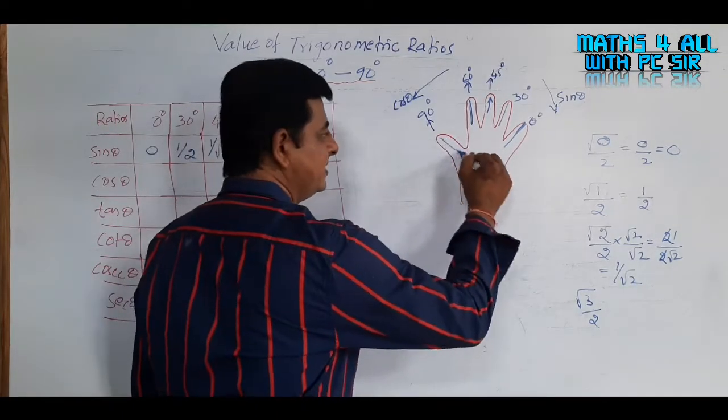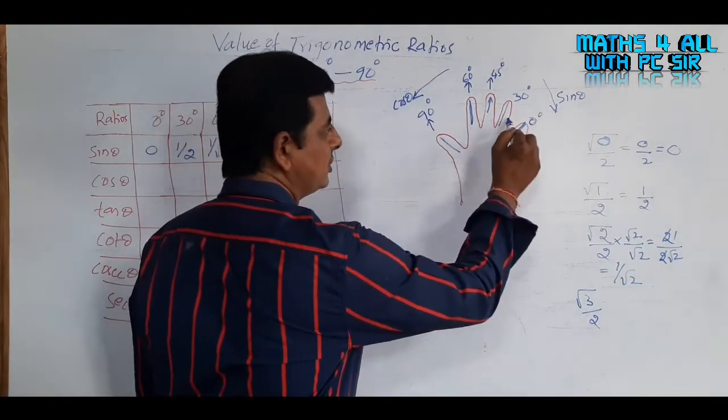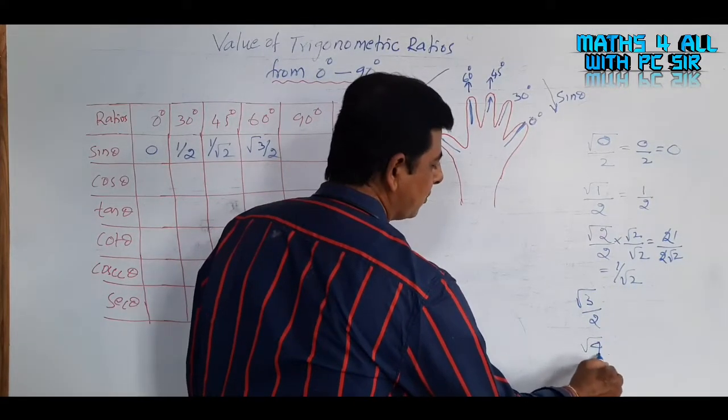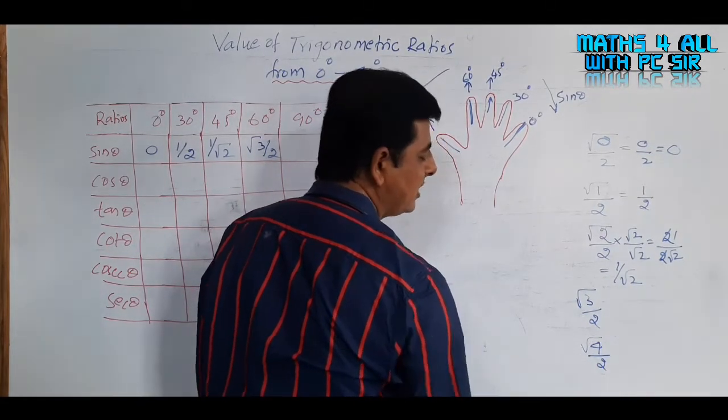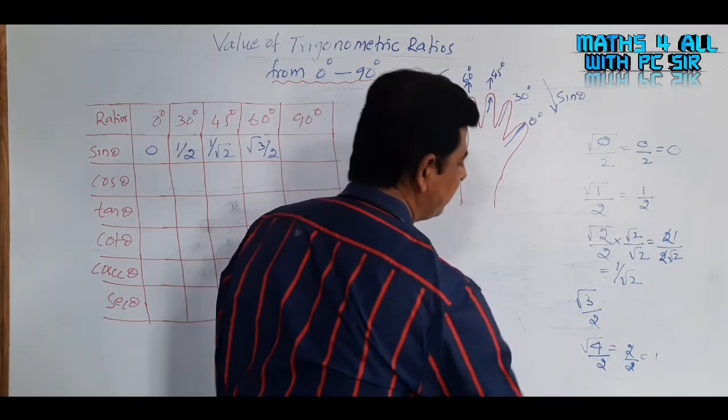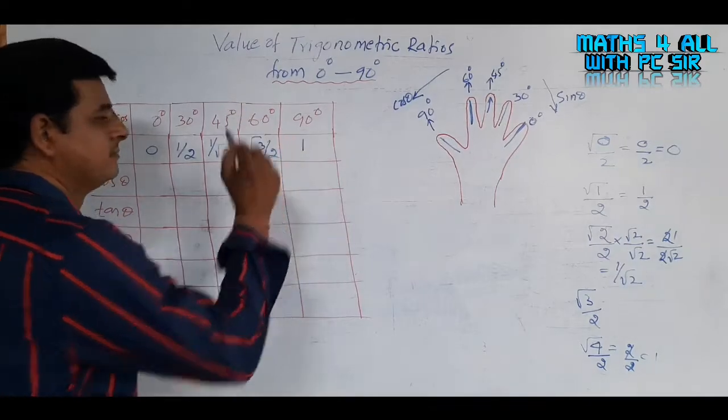And finally, sin 90. This one, sin 90. 1, 2, 3, 4 fingers. 4 fingers means under root of 4 divided by 2. What is the square root of 4? 2. 2 divided by 2. What is the value? 1. Simply we are taking 1.